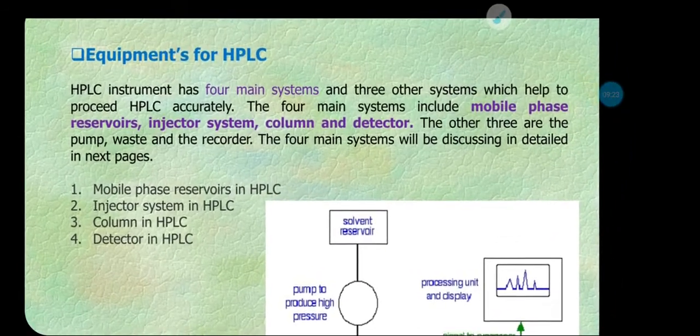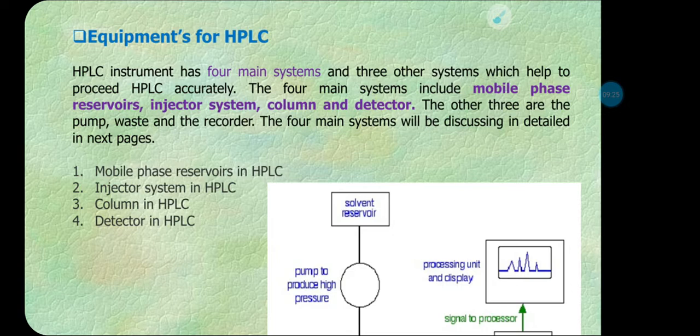Let us see the basic equipments for HPLC. An HPLC instrument has 4 main systems and 3 systems which help to proceed with HPLC accurately. The 4 main systems include the mobile phase reservoir, injection system, column and detector. The other 3 are the high pressure pump, waste and recorder. The 4 main systems will be discussed in detail.